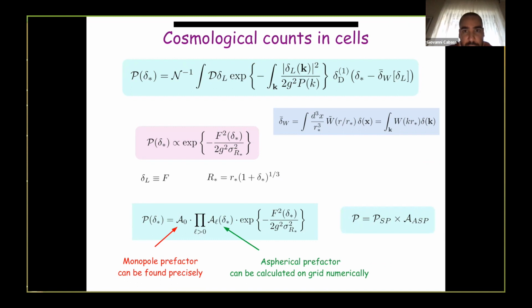So this delta L, I'm a bit... Delta L is the initial linear field, the full linear field. So this is a full function, but this delta 1... where? This Dirac delta is a Dirac delta in one dimension because delta star is just a number, right? Or is it very complicated?